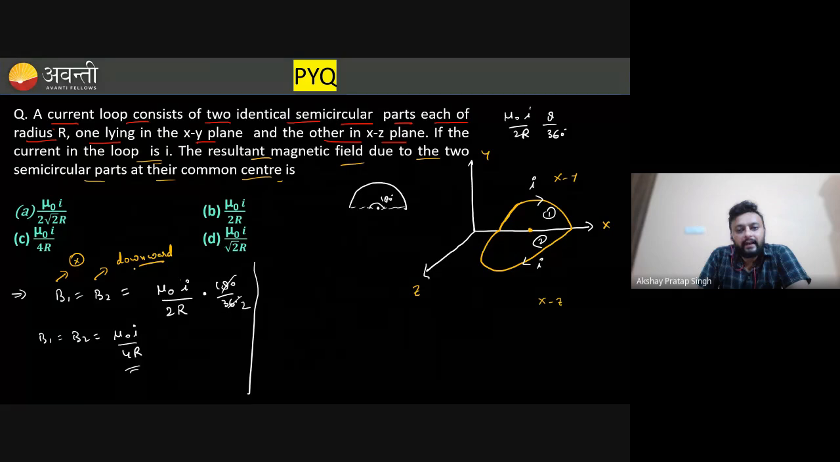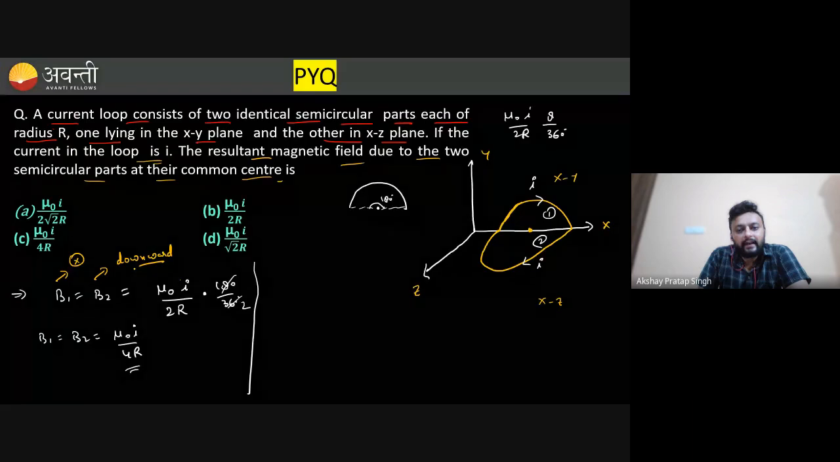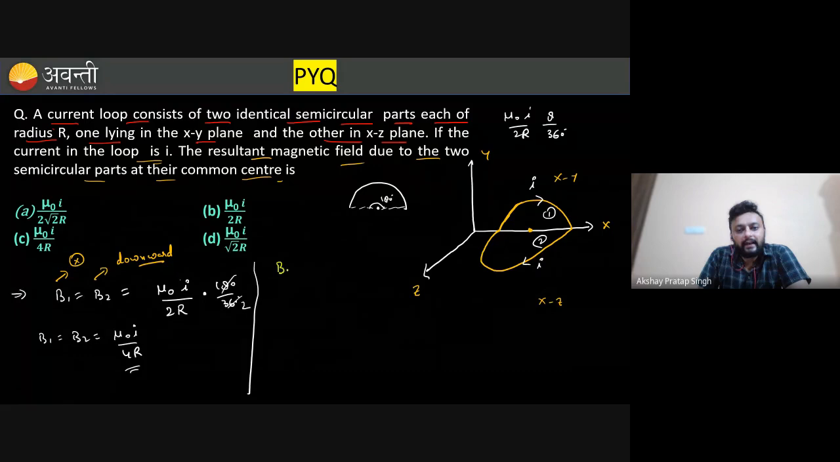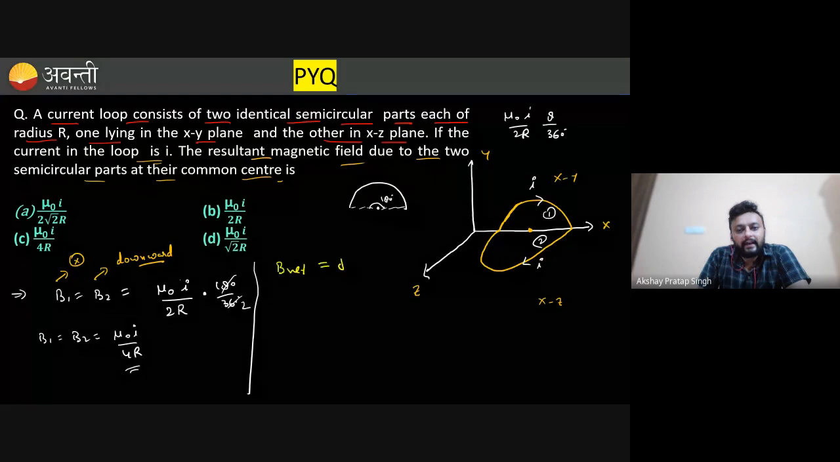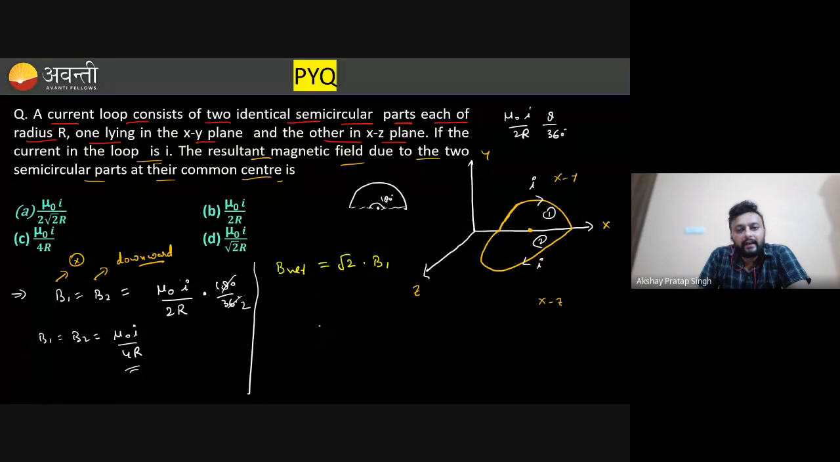What is the punchline? Whenever two equal vectors are perpendicular to each other, the net resultant of these two vectors is root 2 times the original vector. Original vector is either v1 or v2 because both are equal. So I am just writing the answer in the same way. So net field will be root 2 times v1.